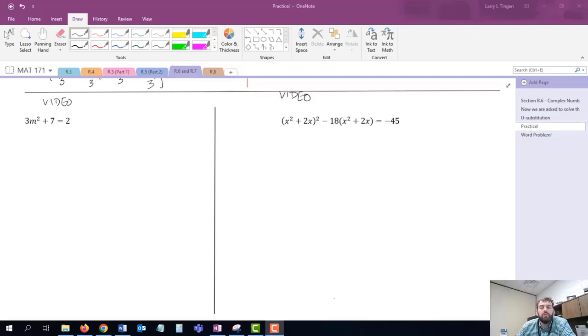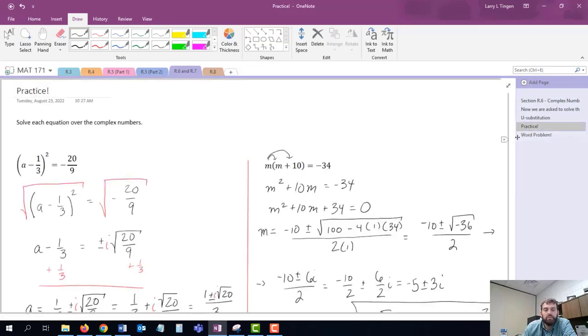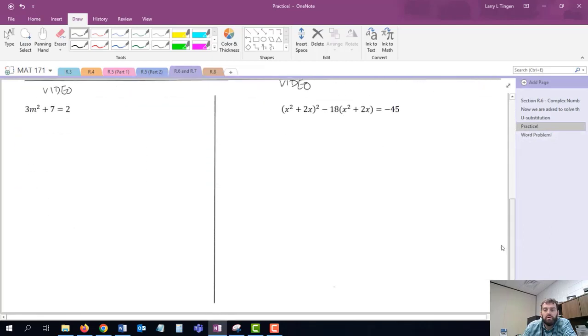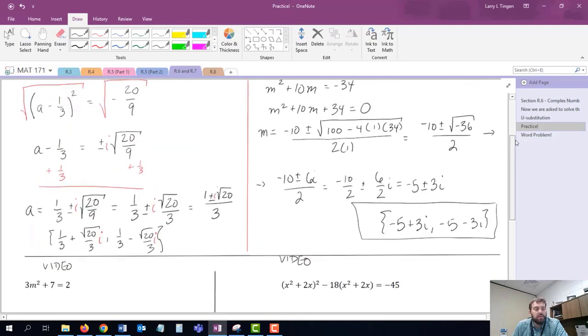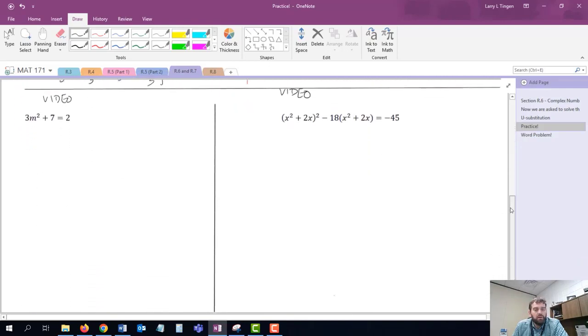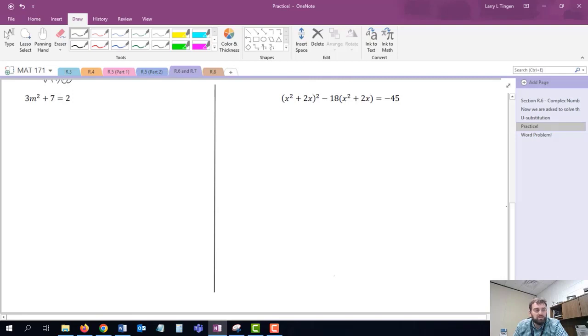First one we're going to do is on the left. 3m squared plus 7 is equal to 2. And this one, just a reminder of where we are. We're dealing with the practice page of the notes. So let's go take a look. 3m squared plus 7 equals 2. Now, I didn't want you to start to get into some kind of habit of doing anything specific. So this practice page has examples of everything we've done, solving for the complex and using substitution.